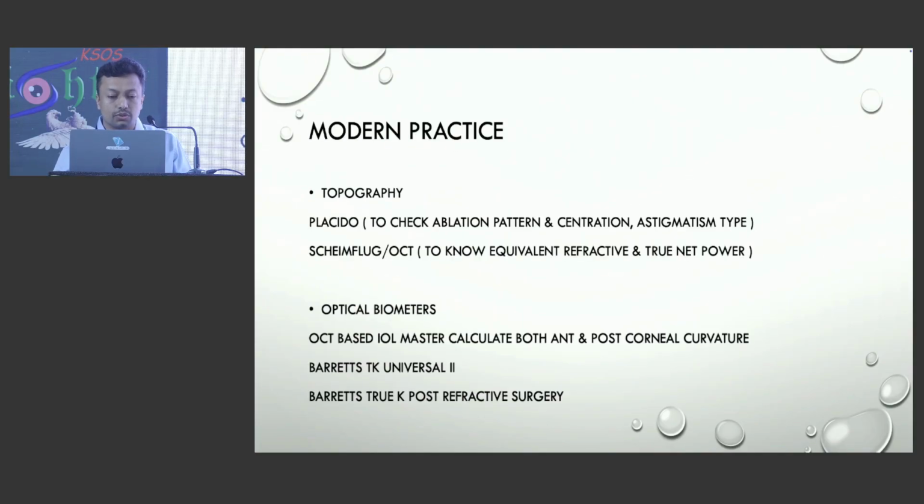Whereas in modern practice, you can try for the topography as well as the optical biometry. So in topography, there are two ways, like the Placido disc. It is basically to evaluate the astigmatism level, the ablation pattern, whether it's central or peripheral, and the other one is the Scheimpflug OCT, to know the equivalent refraction and the true net power. And in optical biometry, the OCT based IOL Master calculation, both anterior and posterior corneal curvature is done. So this is inbuilt with the formulas like the Barrett True K post refractive surgery and the Barrett TK Universal 2. So this gives a precise value.